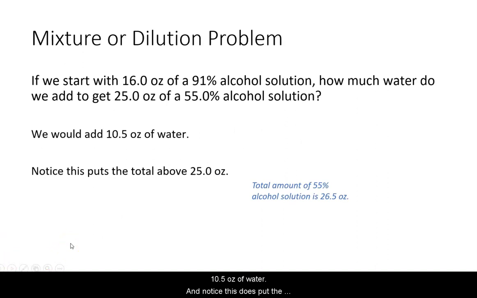And notice this does put the total above the 25 ounces combined, because we started with 16 and we added in 10.5, so we ended up with 26.5 ounces. So I guess pour 1.5 ounces off and you're left with your desired concentration.